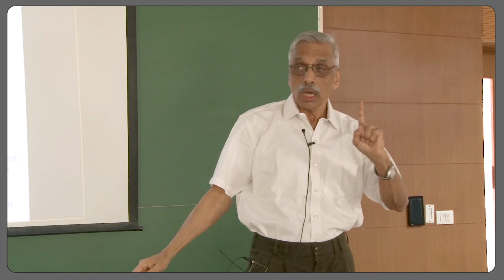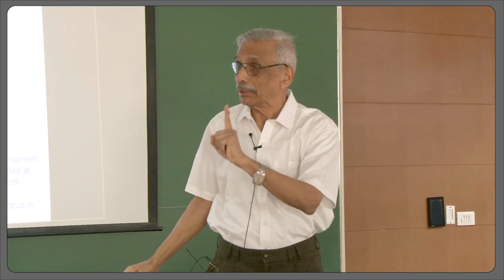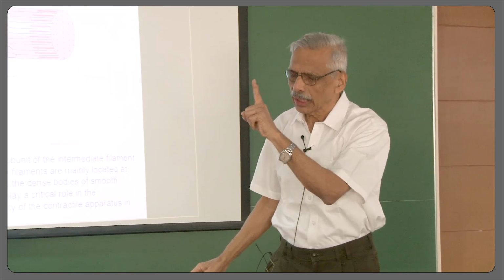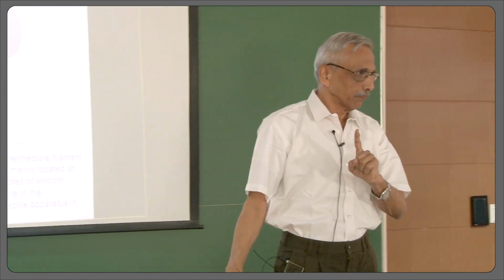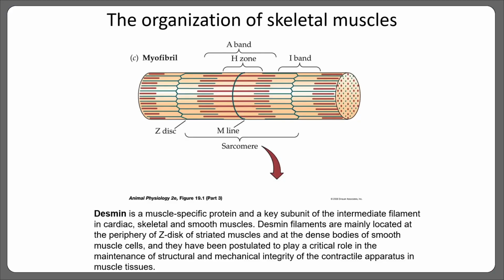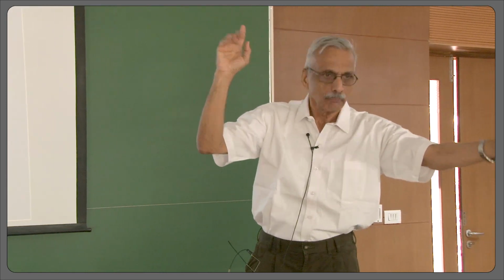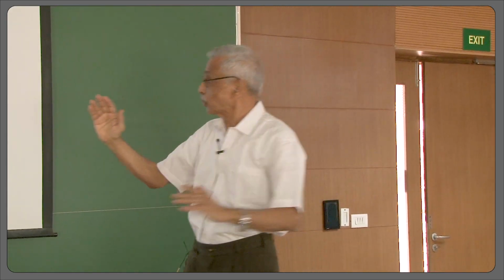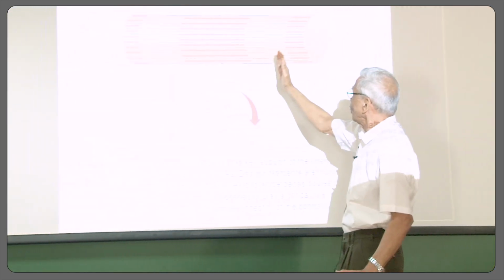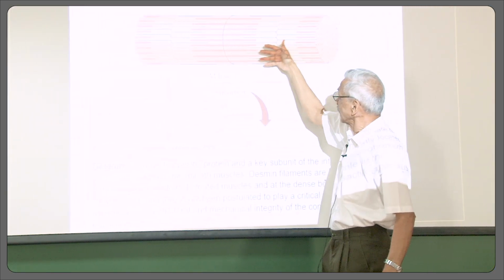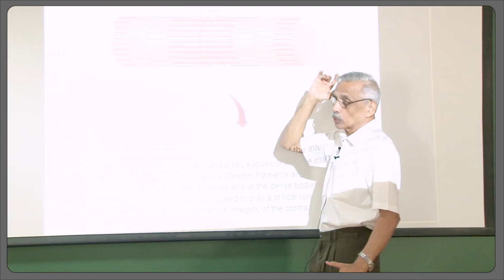So where are the actin filaments anchored? They are anchored on the Z membrane. And who makes sure that they are anchored firmly and stay that way? The protein. Very good. Tell me the name of the protein. Desmin. Very good. So here you are rich in desmin, and these are the actin filaments which go this way and also this way.